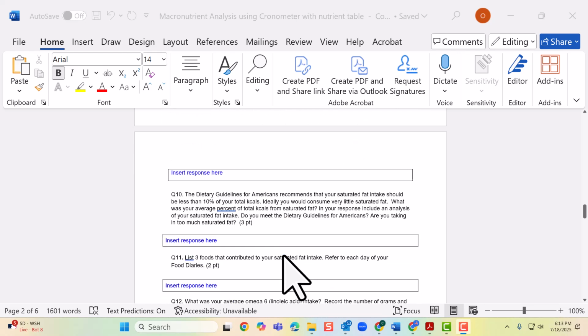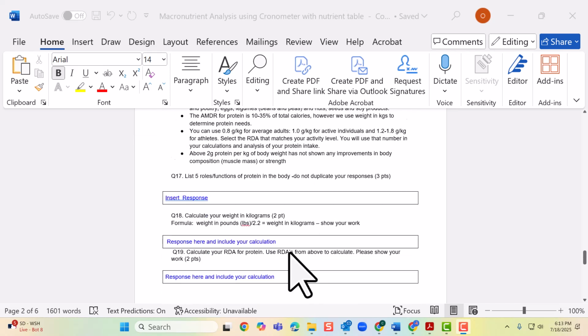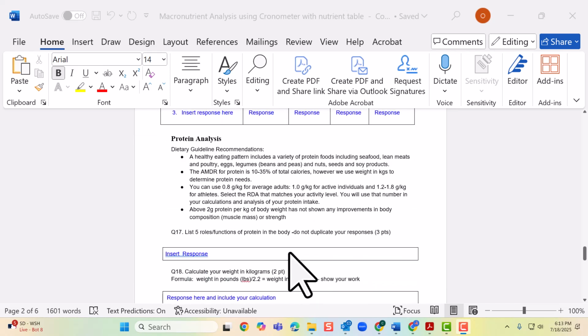Okay, so we've gone over all of this. You're going to answer the questions. Then we get to the protein analysis section. This is all focused on your macros. So there's a section on carbs, fats, and protein. In this area, you'll see the guidelines and recommendations that I lay out. I tell you what the AMDR is, although we don't use it. And I also give you RDA options.